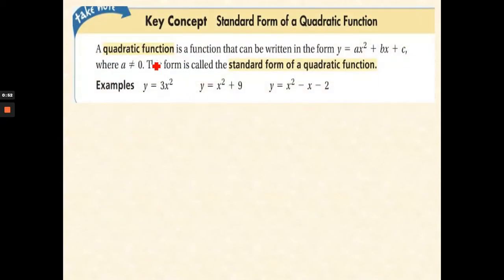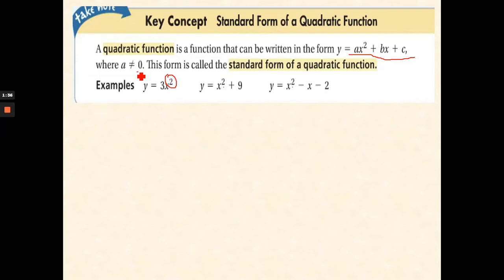So we have here, a quadratic function is a function that can be written in the form ax squared plus bx plus c, where a is not equal to 0. This is the standard form of a quadratic function. Okay? Now, why is it quadratic? What is the highest exponent? The highest exponent of the variable is 2. Okay? So we have here 2 and then 2. These are all examples of a quadratic function.